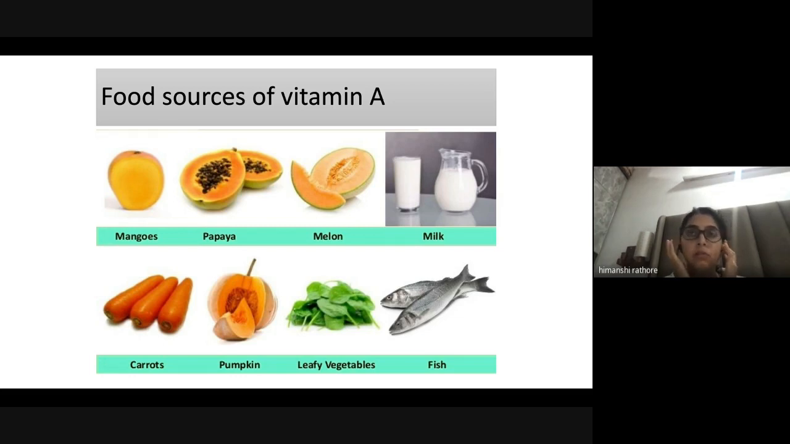Then carrots are also a very good source of vitamin A, but fish and eggs contain the retinol form of vitamin A. Hence, the plant sources contain vitamin A, but in beta carotene form, and they require breaking down into retinol. So, it is always better to consume non-vegetarian sources of vitamin A because they are well absorbed and retinol is immediately available for the body to absorb. Okay, this is the slide you can see, which is telling you about the food sources of vitamin A.